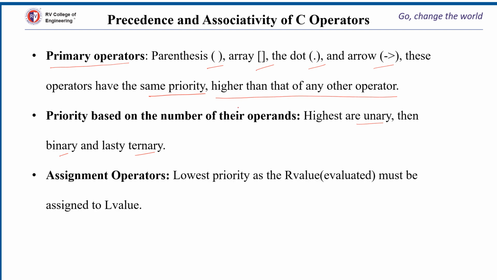Okay, and assignment operators have the lowest priority, that is the right hand side expression is evaluated first and that is assigned to your LHS. So assignment operators have the lowest priority among the operators. Right? So you can remember this instead of remembering the entire table.